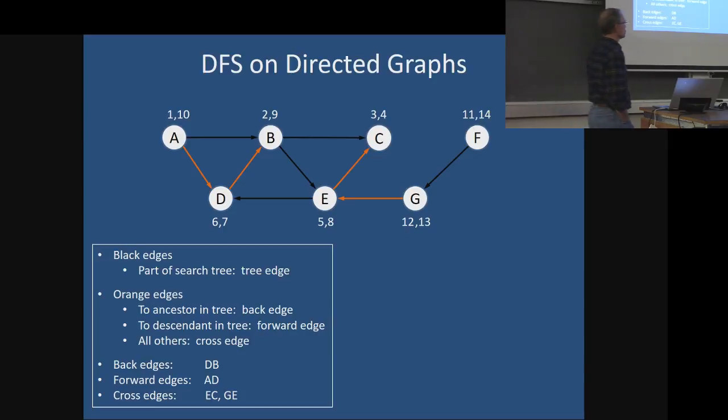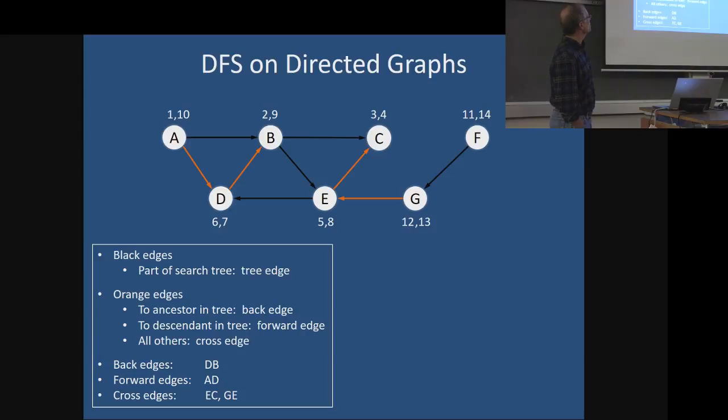Now, if we did the search a different way, we'd have different tree edges. So being a tree edge is not a property of the graph, it's a property of the depth first search that you did on the graph. The orange edges can be classified as back edges, forward edges, or cross edges, depending on where they go. So a back edge goes to an ancestor in the tree.